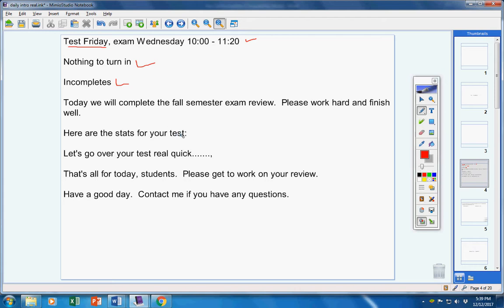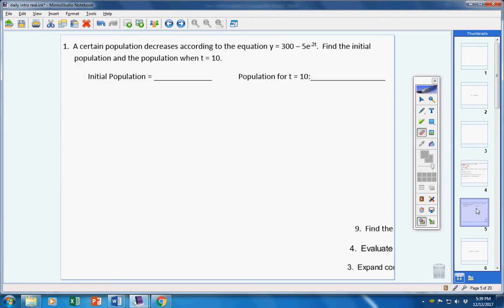Here are the stats for your test. Your tests are in the folder if you want to get those out. Everyone made an A, so congratulations to you guys. If you want to check my work, each mistake was 2.7 points off. Okay? Now, let's go over your test real quick. You can fast forward the ones that you did not miss.